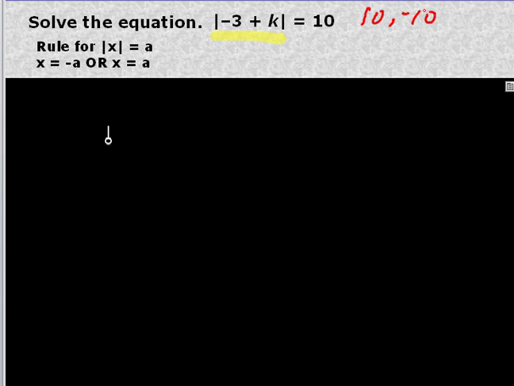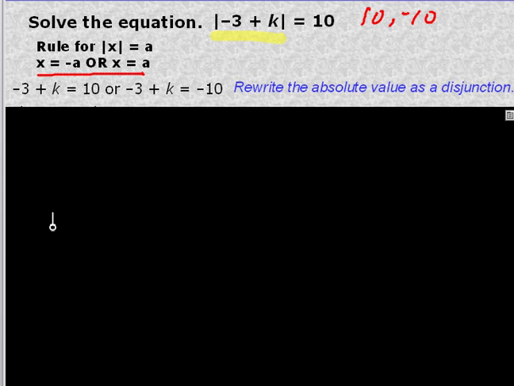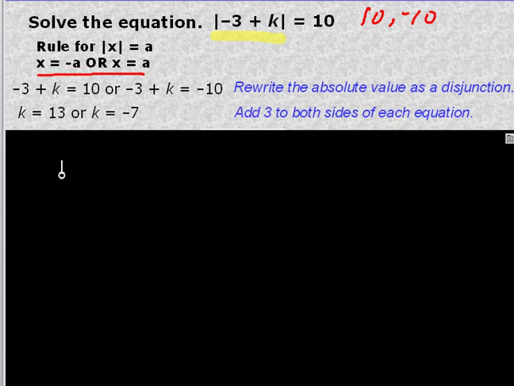So the rule is for the absolute value of x equals a, x has to be either negative a or positive a. And in this case, we want the value of this expression to equal either a positive 10 or a negative 10. So that's how we set it up as two equations, -3 plus k equals 10, or -3 plus k equals negative 10. Solve for k.